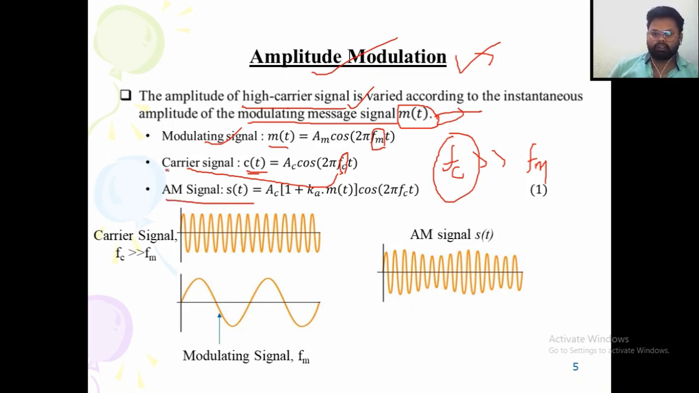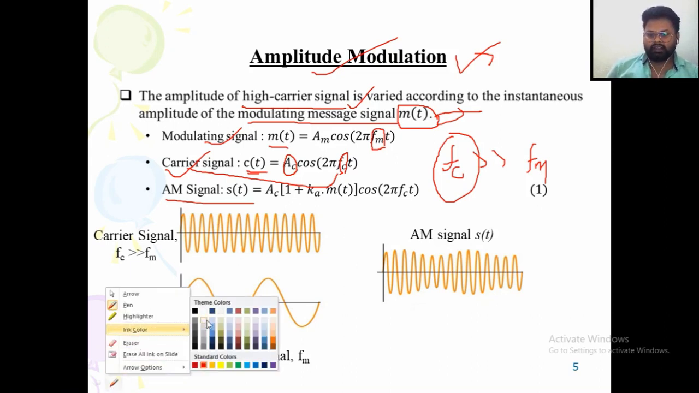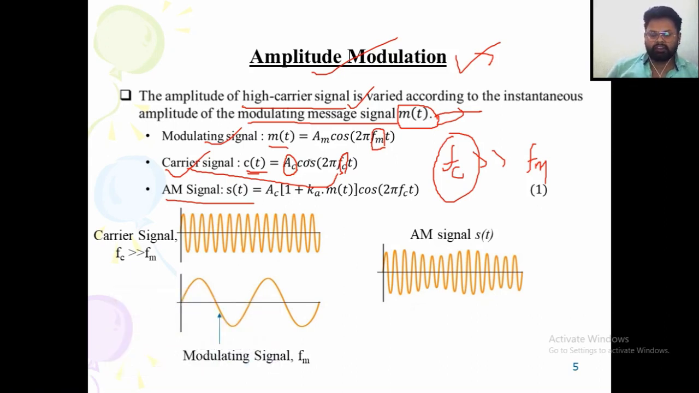Before the modulation, the amplitude of this carrier signal is just AC. After modulation, what will happen? The amplitude of this carrier is equal to AC times 1 plus KA M of T, if we put the value of M of T in these equations.